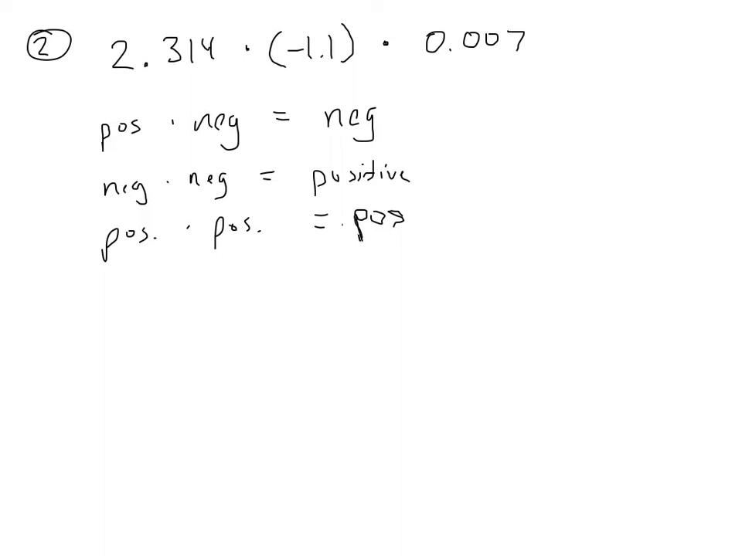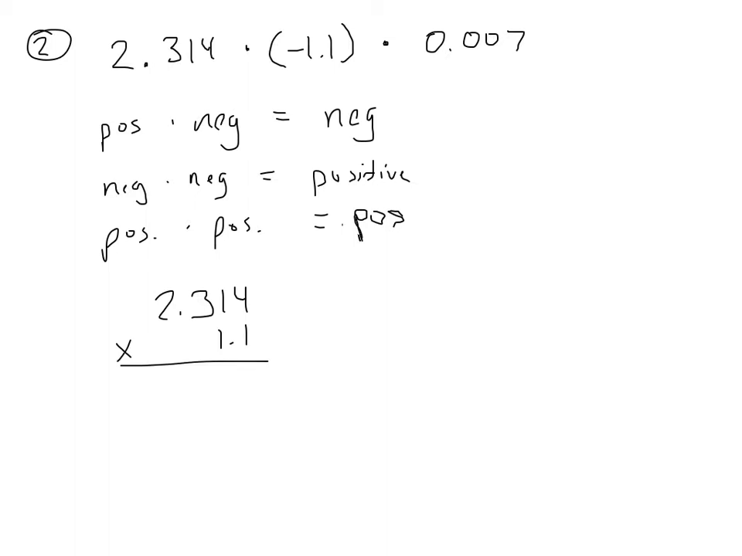Anyway, so we're multiplying 2.314 times negative 1.1. So our answer is going to have a sign of what? Well, negative. So I know the answer is going to be negative, so for a moment I'm just going to pretend this one's positive. So let's multiply 2.314 times 1.1. We know, yes, secretly it's negative 1.1.